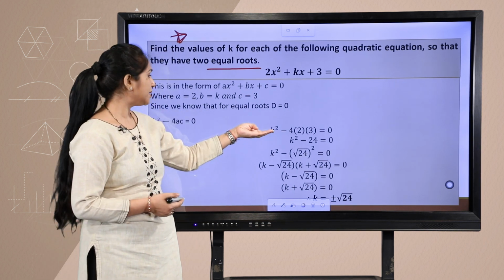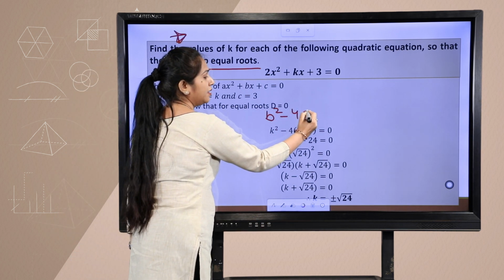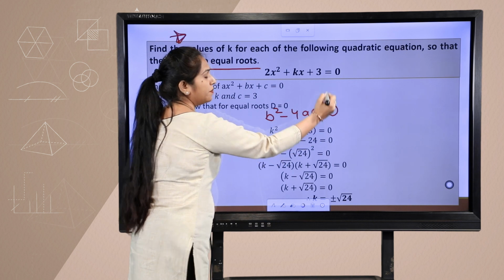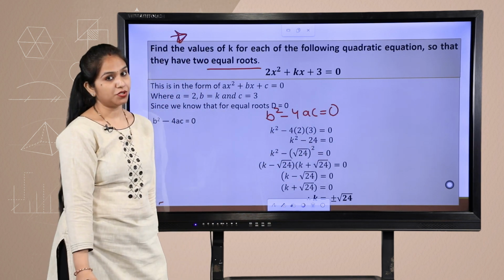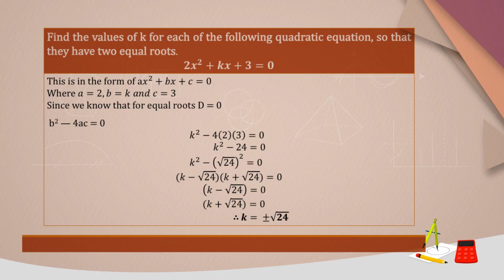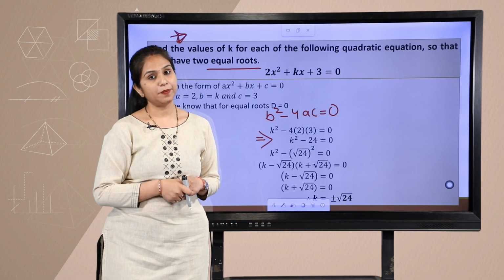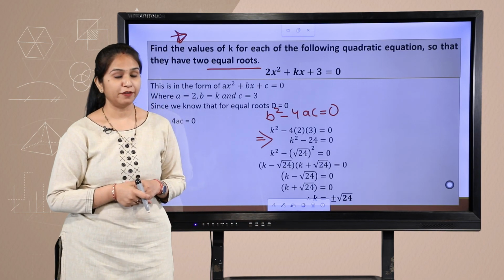So now when you put these things in the formula, b square minus 4ac is equal to 0. Remember, according to this question the value of b is k. So put the values. So we have k square minus 4, a is 2, c is 3, and when you solve this equation, children, in the second step your equation will become k square minus 24.